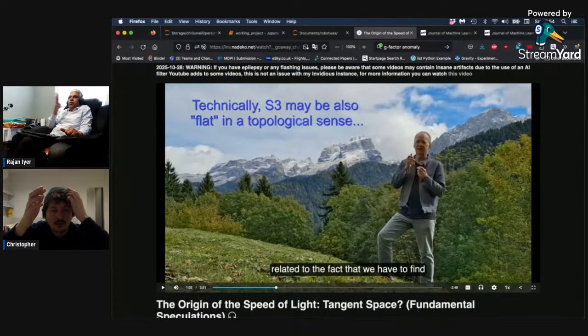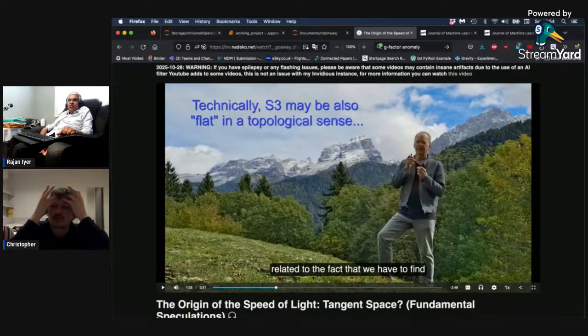You're talking about a projection. So you keep projecting onto a plane. That's what he's talking about. No, but if it's a 4D projection, it's not just a plane, it's going to be the tangent space, 3D. Yes, it will be 3D, and then you project that again onto a plane, so it is a double projection. No, there's no plane involved at all, Rajan. He's saying S3 may also be flat in a topological sense. How does it become flat?